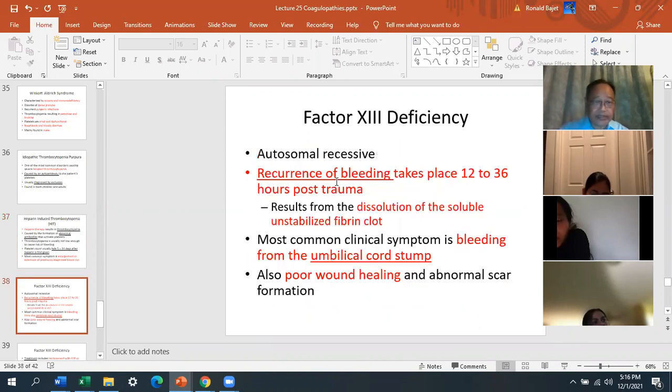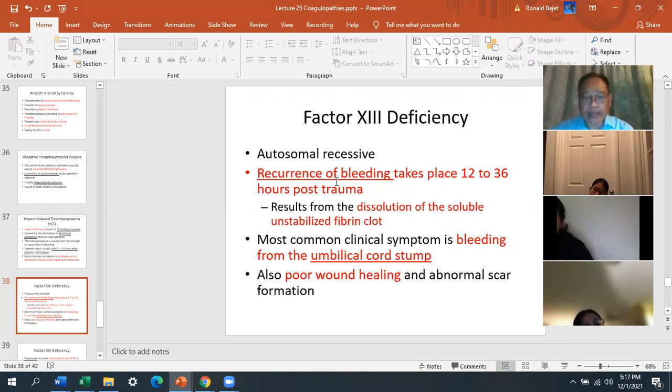And finally, factor 13 deficiency. Factor 13 deficiency, as you recall from the coagulation cascade, coming off of thrombin on the left side, it's fibrinogen going to fibrin, and on the right side, it's 13 going to 13A. Okay, so in factor 13 deficiency, you have recurrent bleeding that's taking place 12 to 36 hours post-trauma. So you're in a trauma situation, they close up your wound, they think that you've stopped the bleeding, but you continue to bleed 12 to 36 hours after they've applied dressing. You're still bleeding.